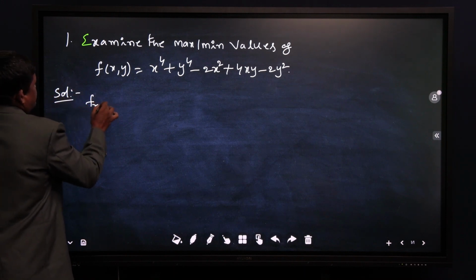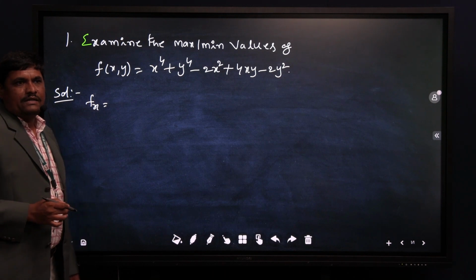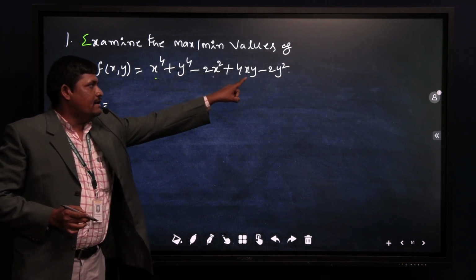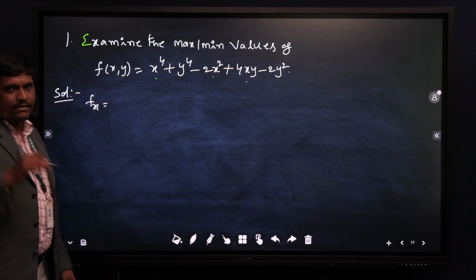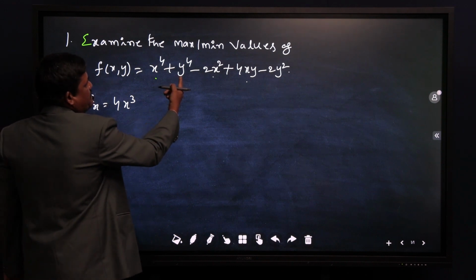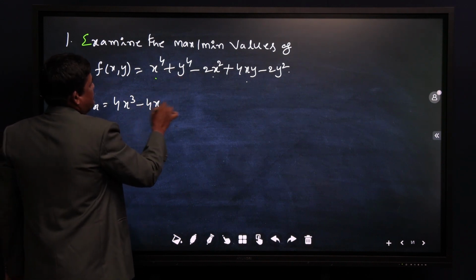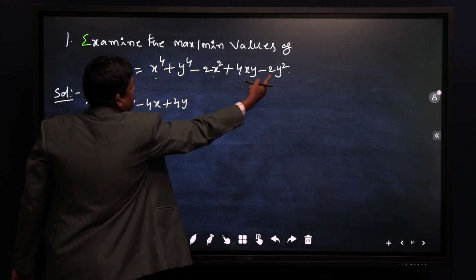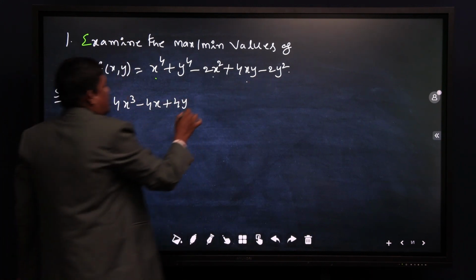what is fx? When you think about fx, look at where x is available. Here x is available, here x is available and here x is available. Three places. There only the changes will come. 4y to the power 4 has no x, so it will become 0. Minus 4x. Here x is there. Plus 4y. There is no x, so it will become 0.